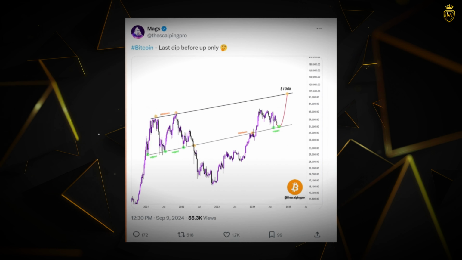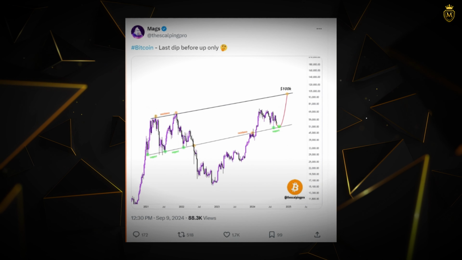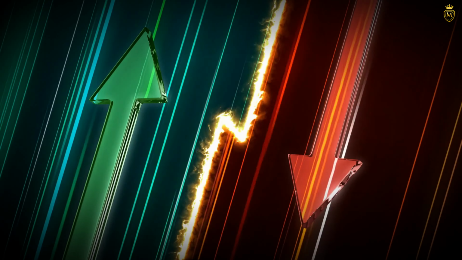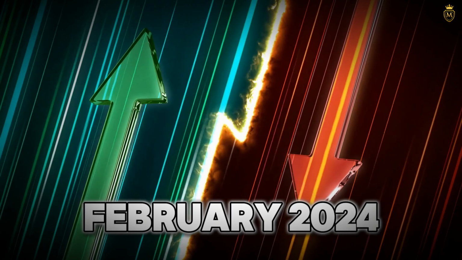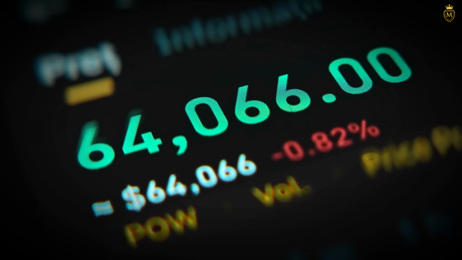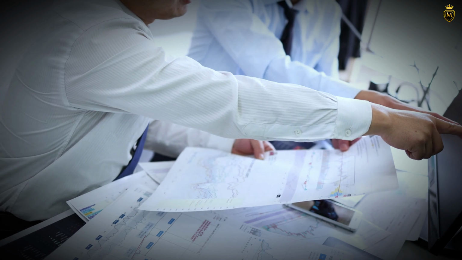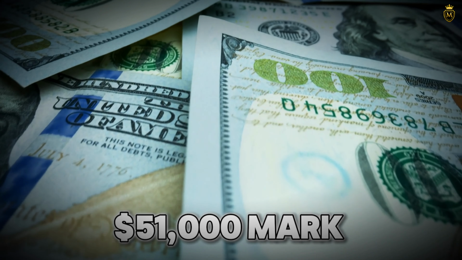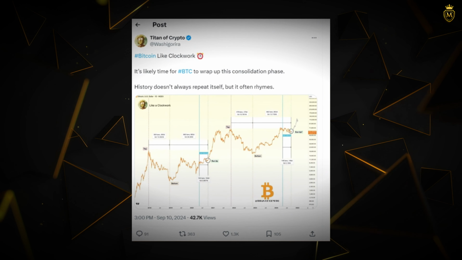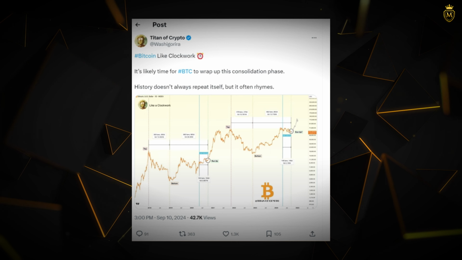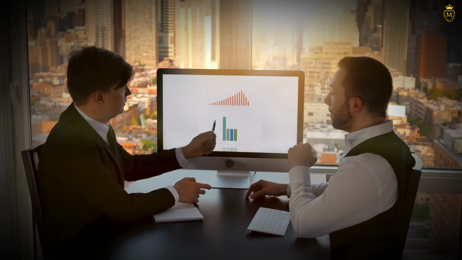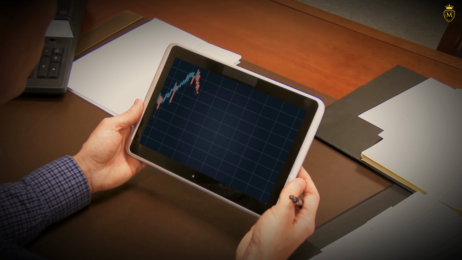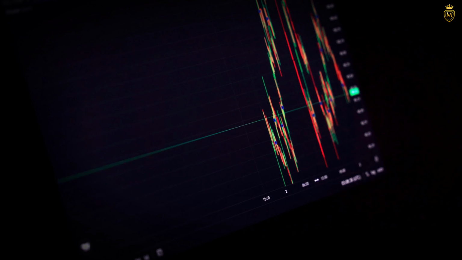Mags, a popular crypto analyst, believes that Bitcoin's next major price movement is imminent. According to her analysis, Bitcoin has been forming higher highs and higher lows since February 2024, signaling a long-term uptrend. However, she anticipates a potential correction towards the $51,000 mark before the next upward move. Other analysts, such as Titan of Crypto, share similar views, suggesting that Bitcoin is wrapping up its consolidation phase. With multiple experts predicting a last dip before the next leg up, the coming weeks could be critical for Bitcoin and the broader cryptocurrency market.